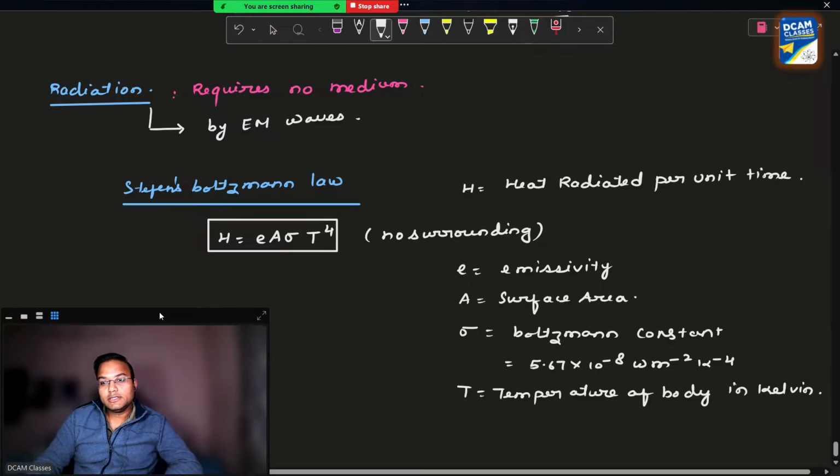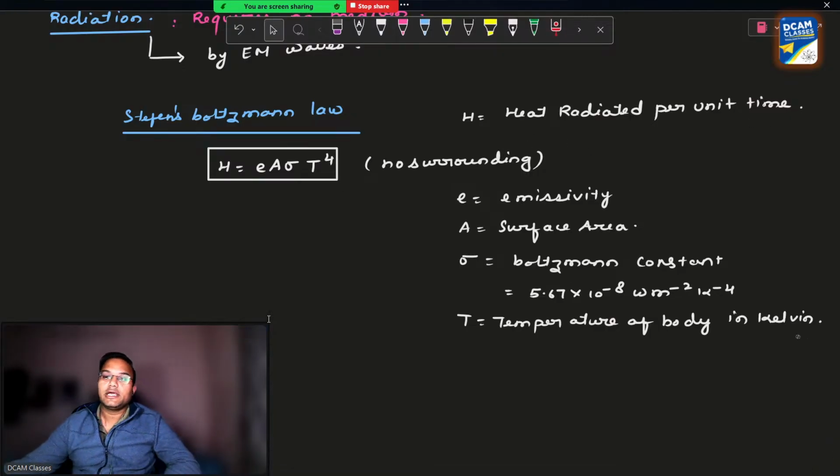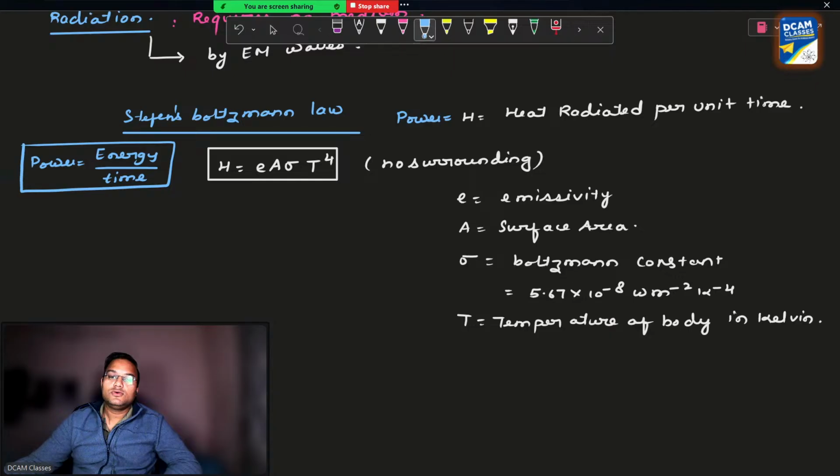Okay, this is Stefan-Boltzmann law. Actually, the heat radiated per unit time, sometimes in questions it's written as power instead, because power is actually this only. Power is equal to energy per unit time, right? Work per unit time. Heat is a form of energy. So H can be written as power also. P is equal to E A sigma T power 4. Like that also they write.